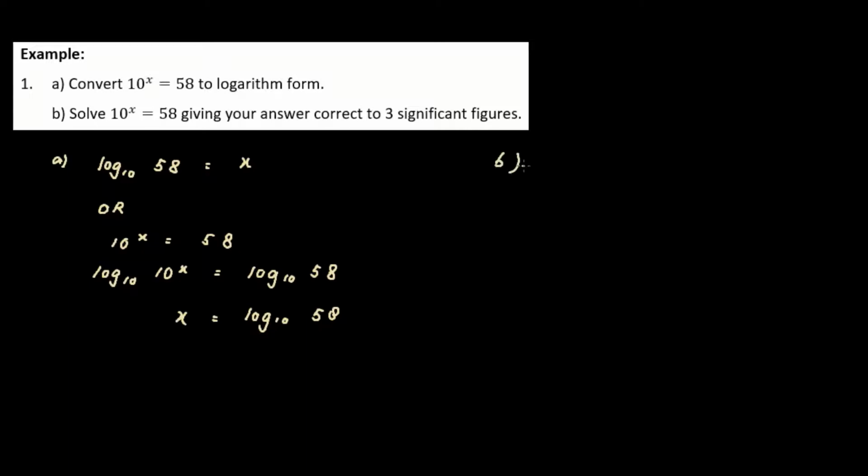Okay, B. So solve 10^x equals 58, giving your answer correct to three significant figures. Since you already changed it into log, so x equals log base 10 of 58. So just use your calculator. In your calculator, log base 10 is not written as log 10, they will just write log. So just press log 58 for you to get the answer. So three significant figures, you will be getting 1.76. Okay, so that's number 1.